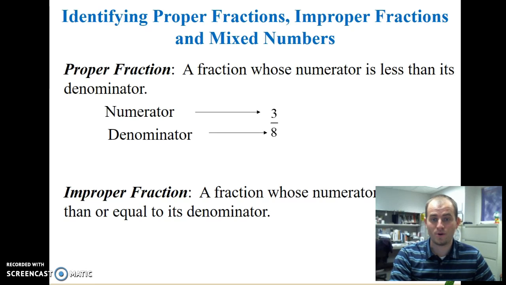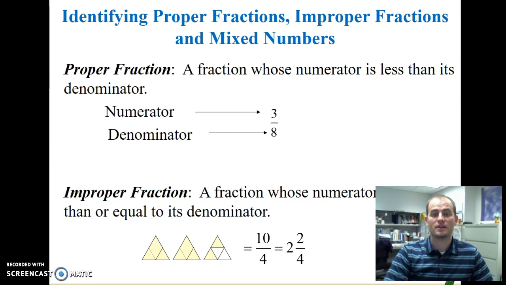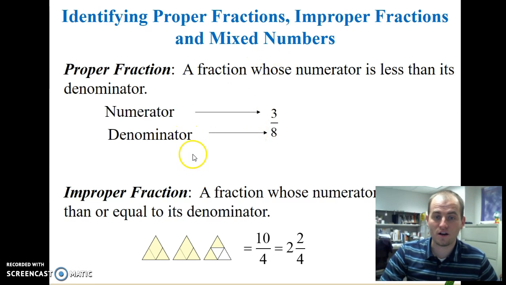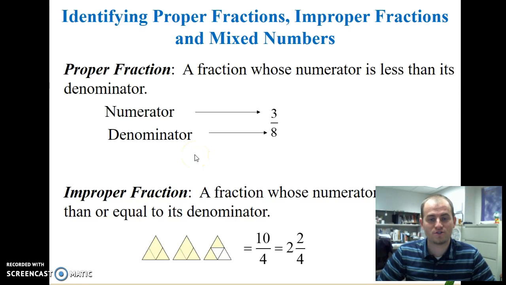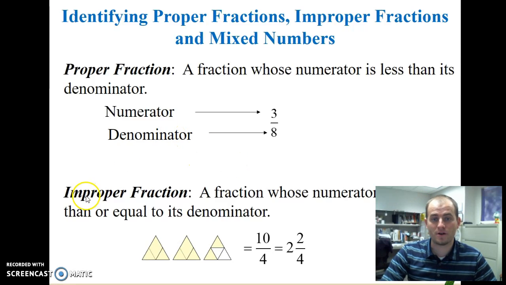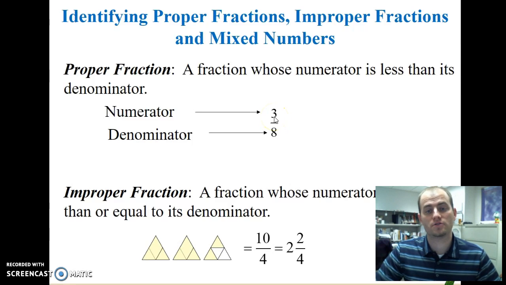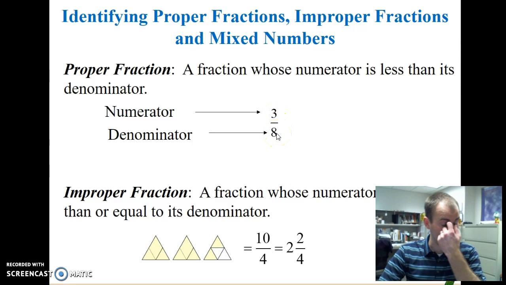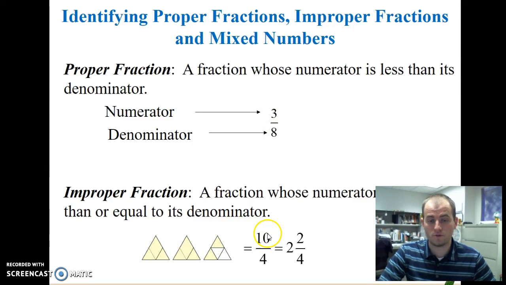It's improper when it's the other way around. When the numerator is larger than the denominator. We don't usually say 10/4. We usually rewrite it as 2 2/4, or 2.5. We won't usually say 8/3. Usually we break it down to a mixed number. So proper fraction has a numerator smaller than the denominator, and an improper has the numerator larger than the denominator.